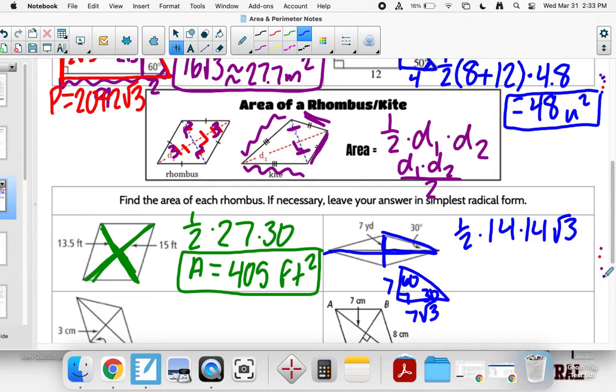Again, what I would do is multiply this stuff and leave out the square root of 3. So 7 times 14, 98 square roots of 3. And then, like I said, tomorrow, since it's a Google form, we're gonna have to multiply that by the square root of 3. I get 169.7. What are we, yards? Yards squared.